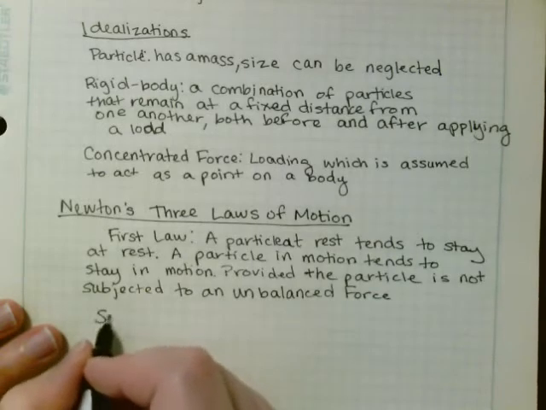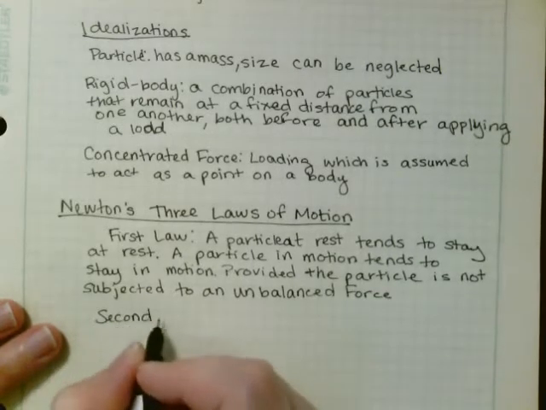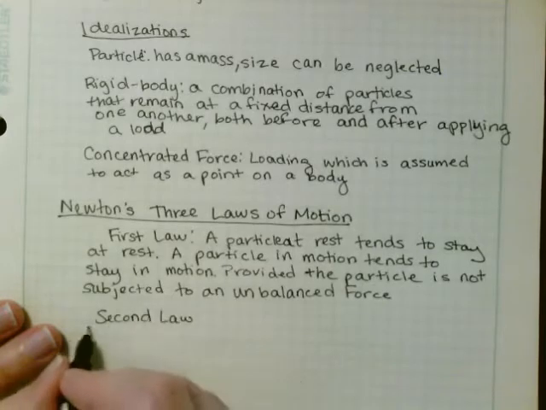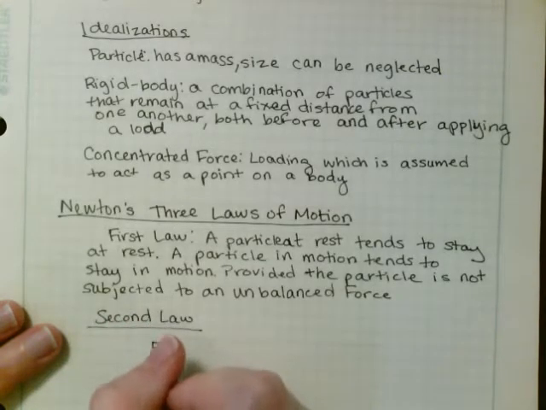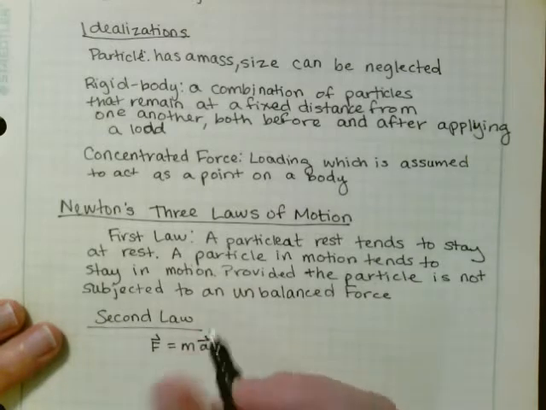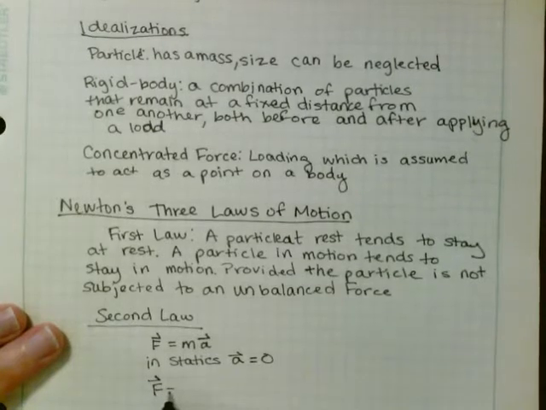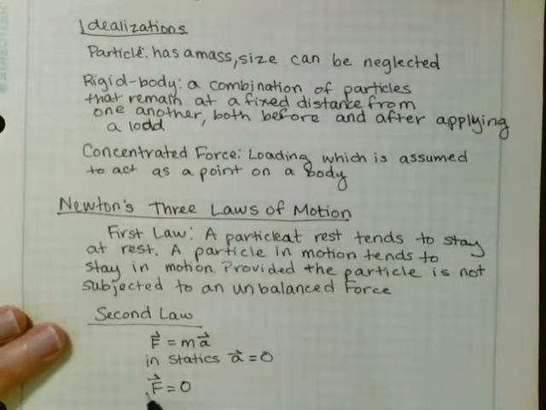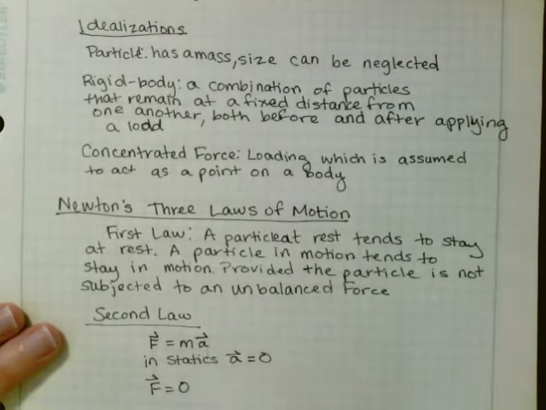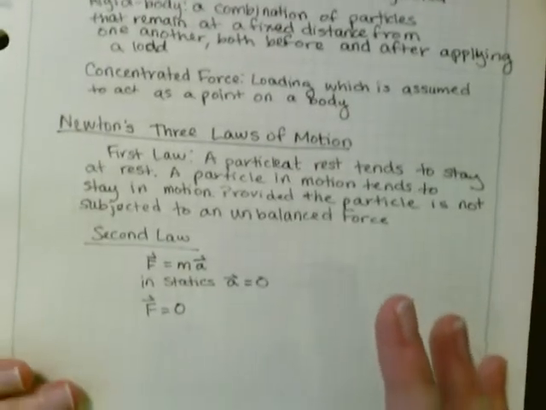Okay, our second law is that force is equal to mass times acceleration. And now in statics, like I said, acceleration is 0. So our force is equal to 0. And this little arrow that I put above force and acceleration means that it's a vector, and we'll go over that more in the next sections.